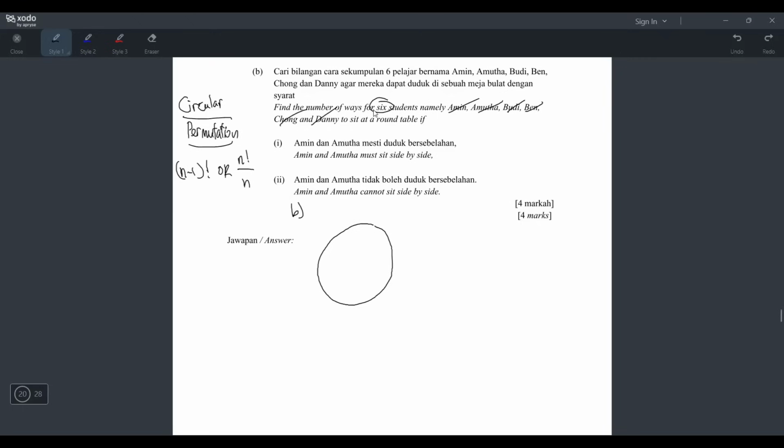So got 6 students. Round table, there should be 6 seats. 1, 2, 3, 4, 5, 6. So if no condition, what does it mean? No condition means 6 minus 1 factorial. Okay, or you can say 6 factorial divided by 6.